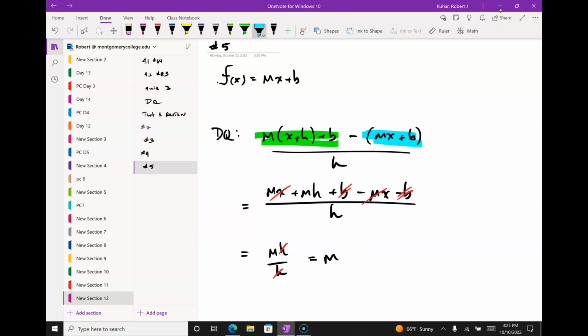I'm just trying to be real silly about it, right? Distributing the m, distributing the negative, and then everything cancels except for mh over h. And of course the h's cancel, and I just get the slope m. Right? Is that making sense? So let's go to number 6.